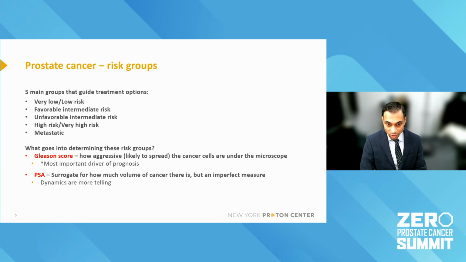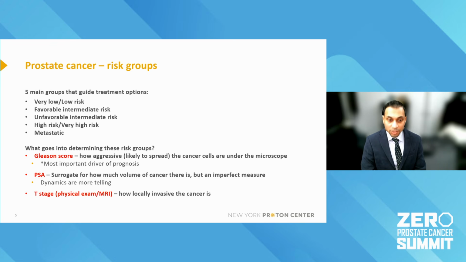The PSA, which I'm sure you're all familiar with, is a blood test. It's a protein that's emitted by prostate cells and prostate cancer cells. So it's a surrogate for how much volume of cancer there is, but it is an imperfect measure. It's not the only thing we look at, but once you've had prostate cancer and it's established, it gives us an idea of how much prostate cancer is in your system.